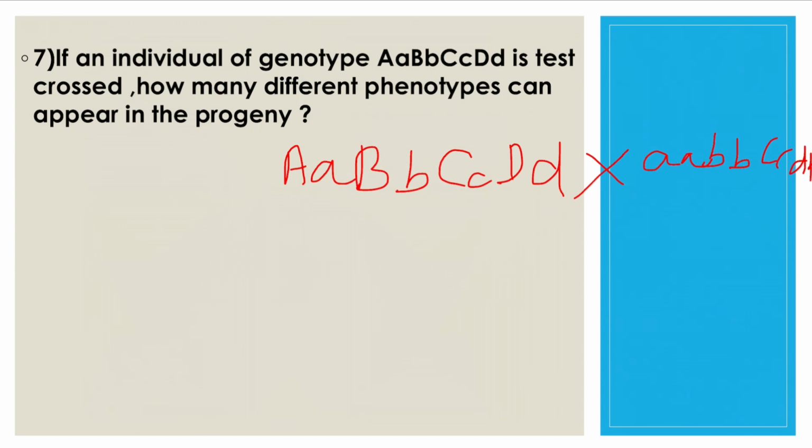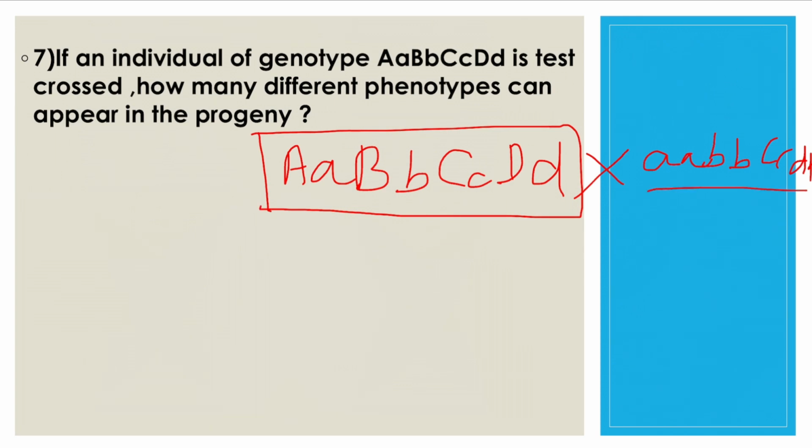What will happen? This tetrahybrid plant will form 16 types of gametes, and the recessive parent will form only one type of gamete. So how many different phenotypes will appear? You can see yourself. This number will be 16. Answer will be 16. How? You can see how many gametes will form with this.